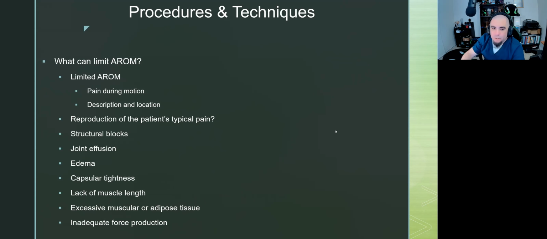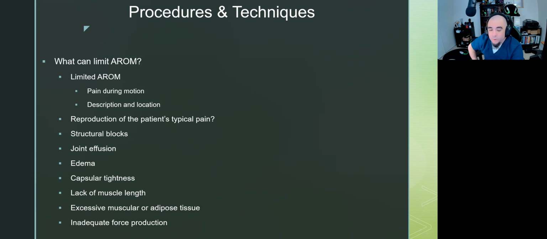What can limit range of motion? Well, limited range of motion is typically limited mainly by pain. So we need to have the description and the location of that pain. Does the range of motion reproduce the patient's typical pain? There could be structural blocks if they've got a bony block that broke off.